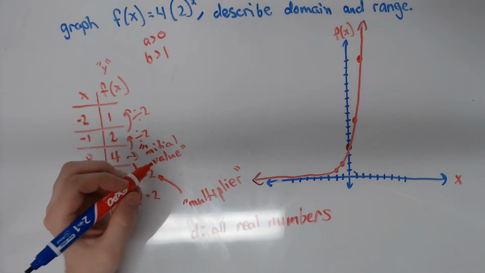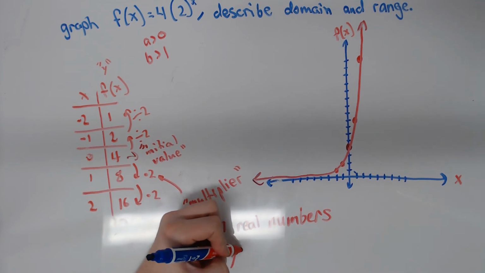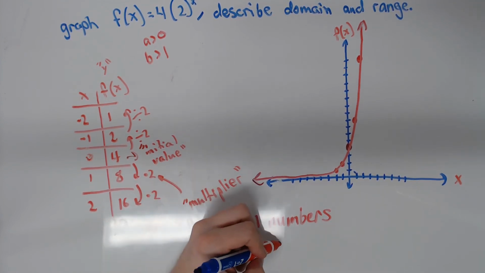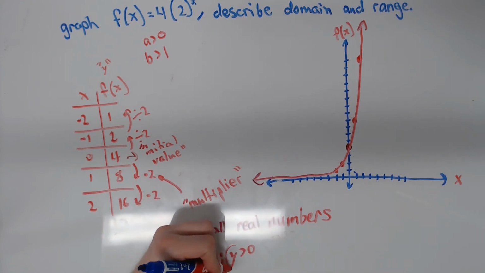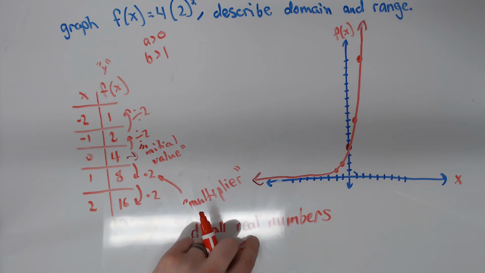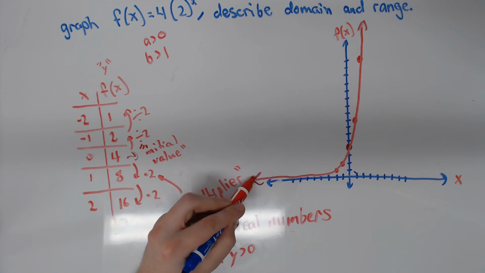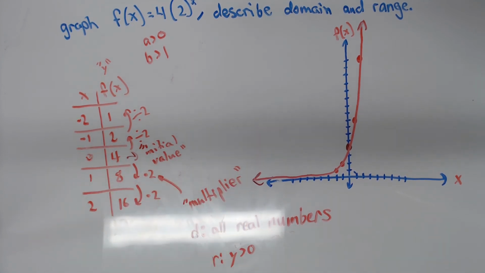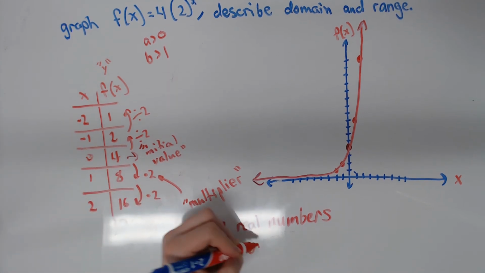The range is either going to be y greater than 0 or y less than 0? Greater than 0 is if we're above the x-axis, which we are. So that's going to be ours. Our range is y is greater than 0. It's not greater than or equal to, because this will never touch the x-axis, but it will always be above it for our graph.